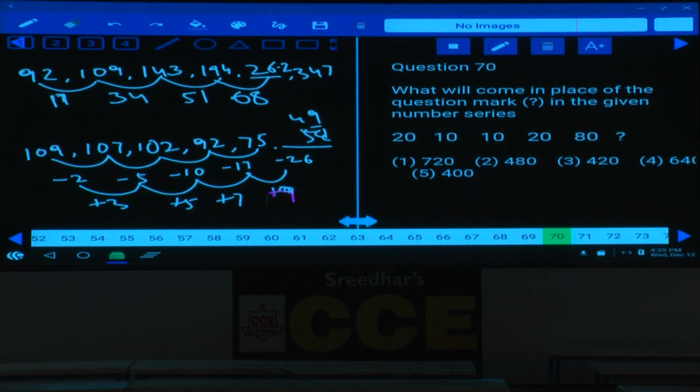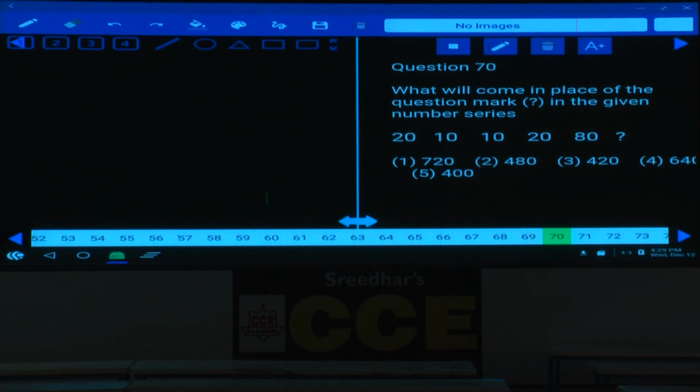Then 70th: 20, 10, 10. Now 20 and 10 can be written as 20 into 0.5 is 10. And 10 and 10 can be written as 10 into 1 is 10. And 10 into 2 is 20. And the next one is 80, 20 into 4 is 80.